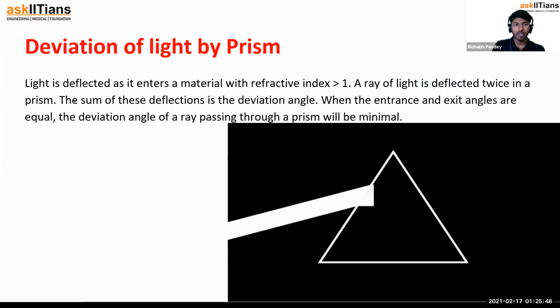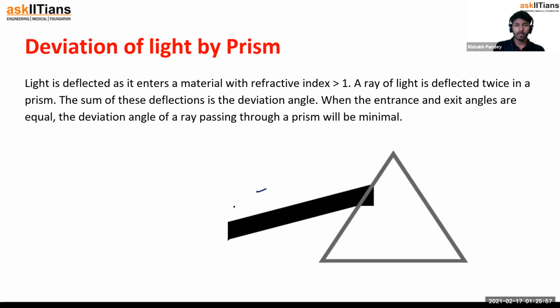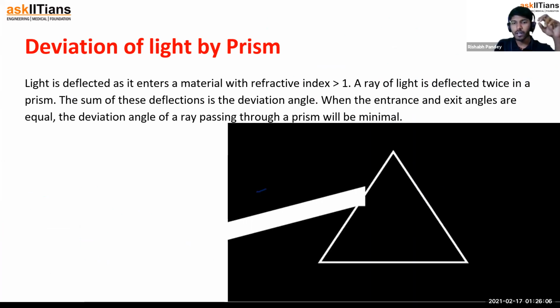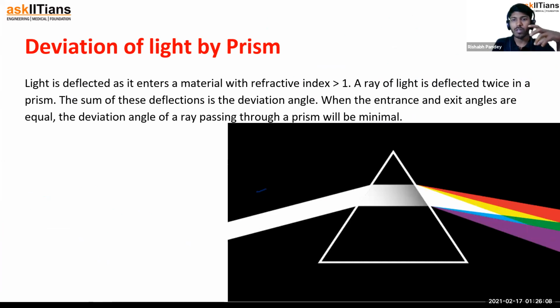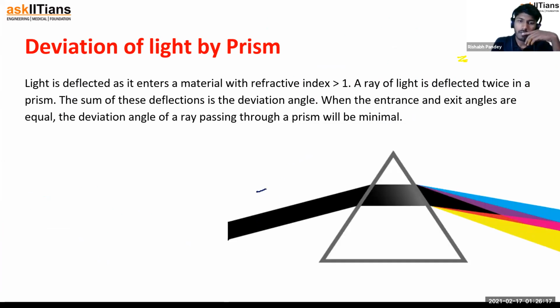Moving on, as you can see over here, this is the phenomenon of deviation taking place. Light is trying to enter into this prism, and after entering into the prism, it deviates into 7 bands of color, as you can see. Say it's a white light.